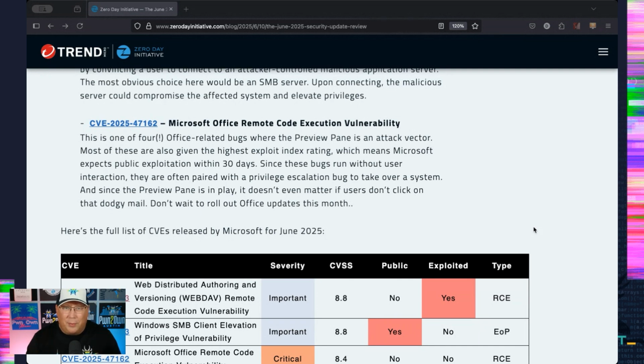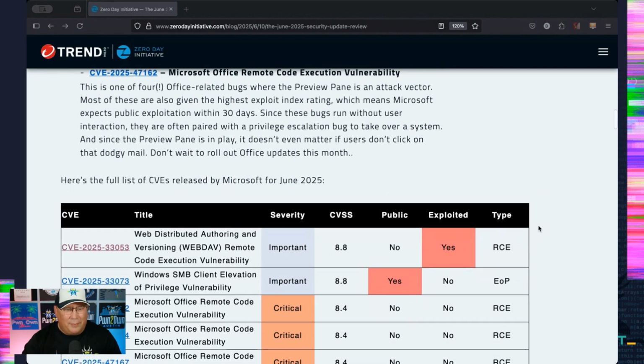But definitely do not put off rolling out Office patches this month. If anything, I would say prioritize Office above where you normally would, because these bugs are continuing. This is 2 months in a row where we've seen a lot of Office patches in a single release. So definitely take a look at that and prioritize those things, and good luck with the preview pane.